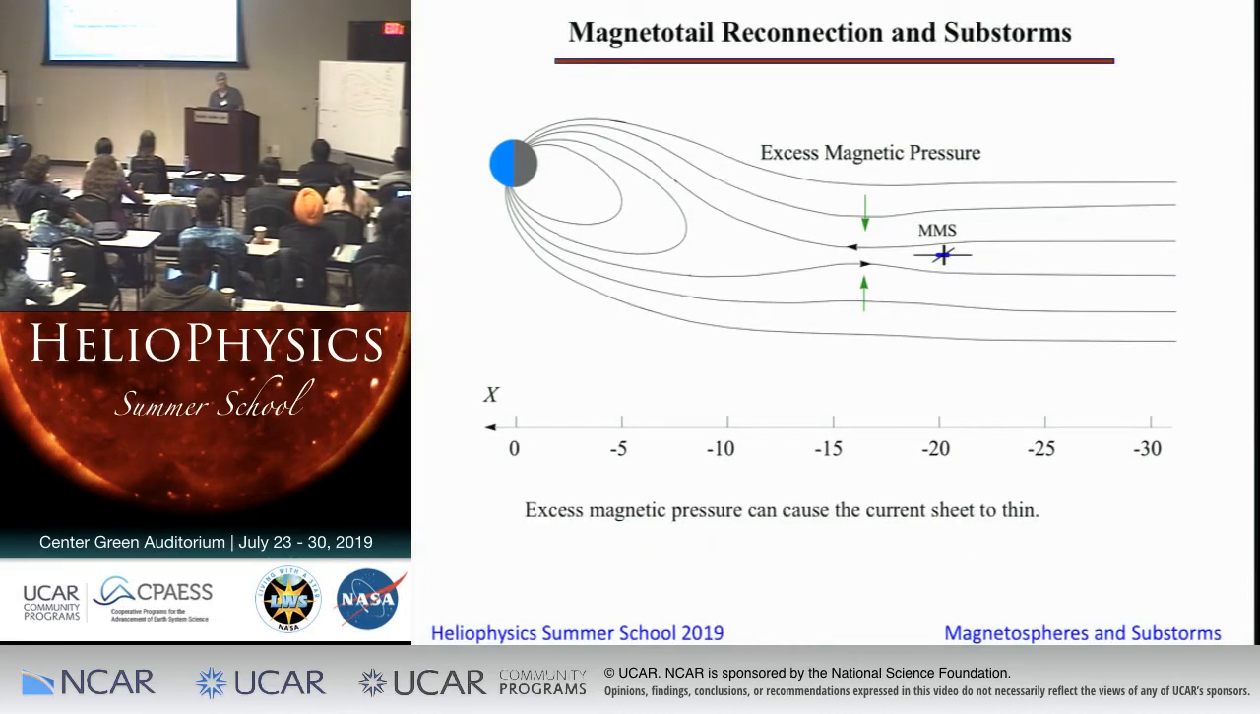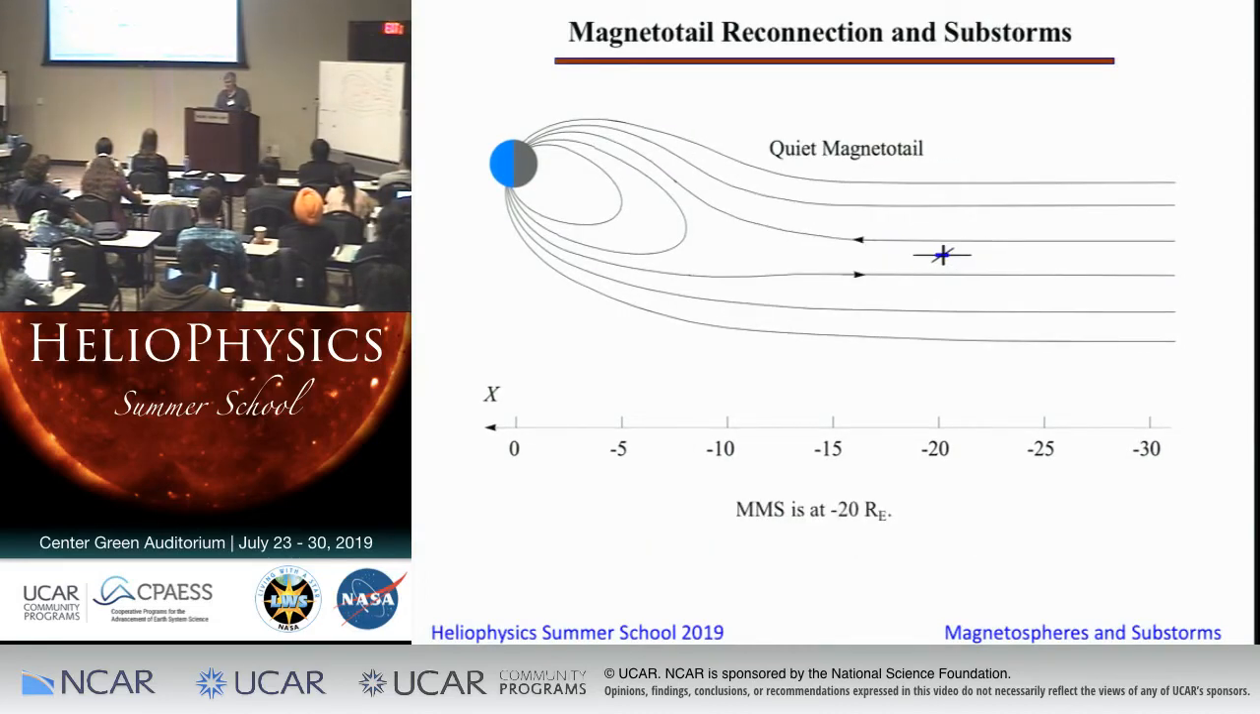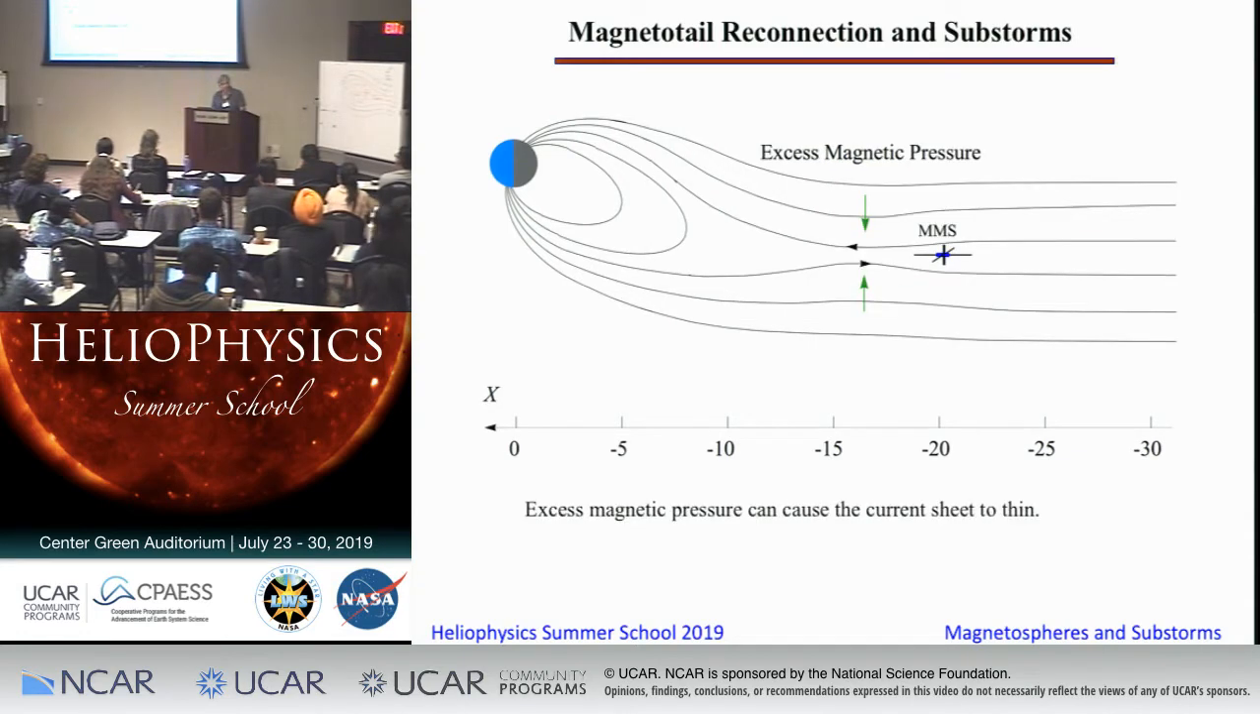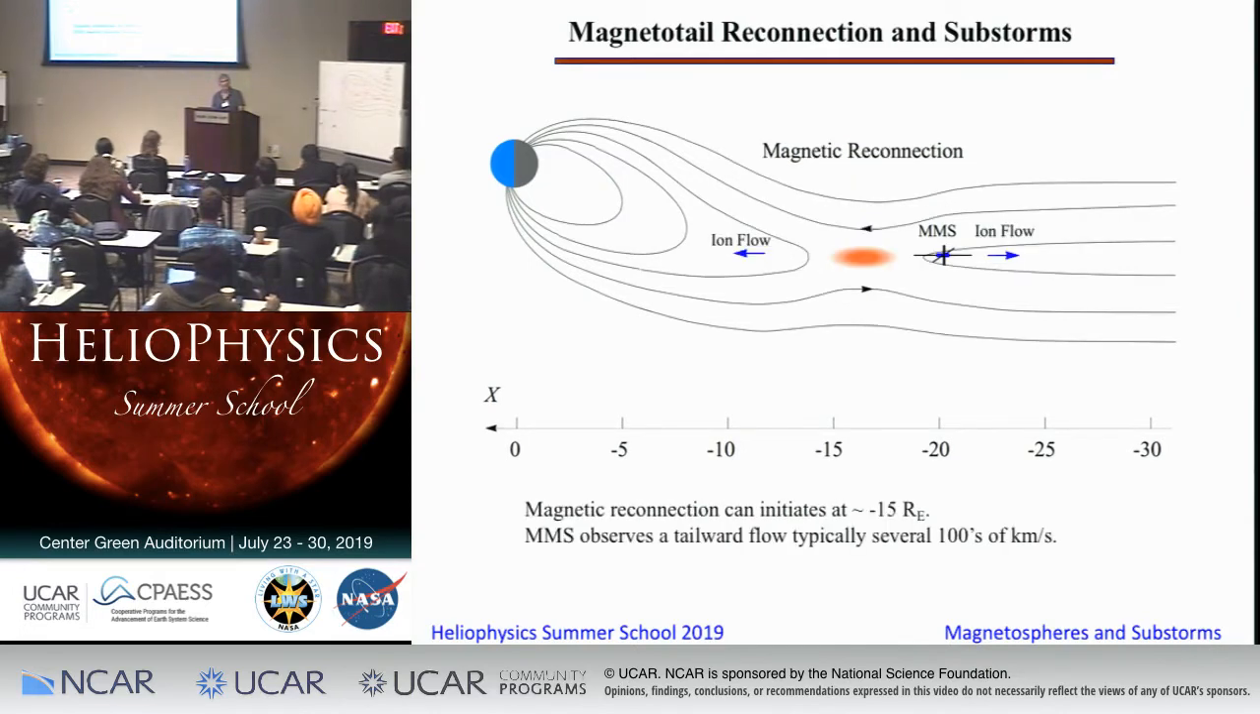All right, so as we said in this situation, the tail's getting all set up. It's building up magnetic pressure in the lobes. It's starting to thin, and all of a sudden, in one point, it caves in. This is explosive, and then a reconnection region forms.